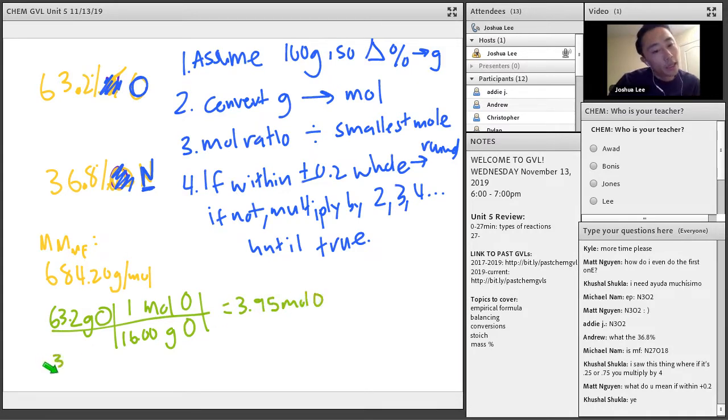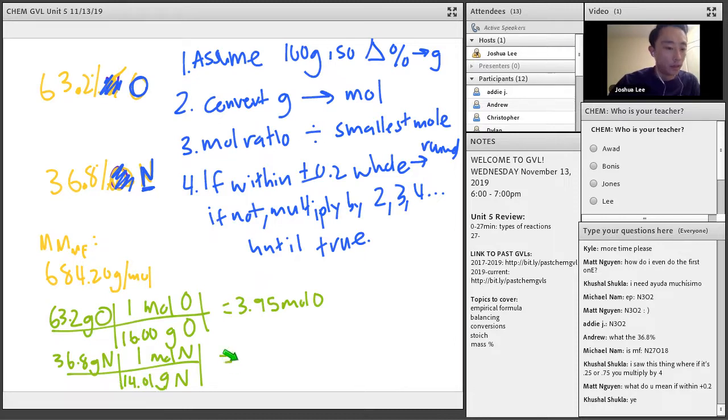Then I have 36.8 grams of nitrogen. I want to get rid of grams of nitrogen and go to moles of nitrogen. Mr. Mole's by himself, so he gets a 1. 1 mole of nitrogen atoms is 14.01. Then you get 2.626 and so on. So then, who's asking some questions? What do you have to do with these moles now? What am I trying to find?